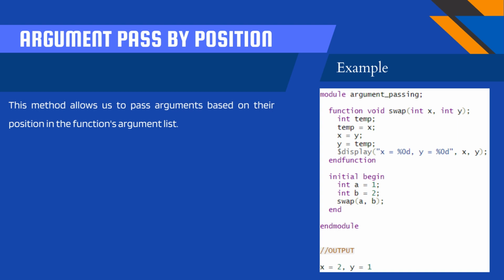To summarize, pass by position is a method of argument passing that allows us to pass arguments based on their position in the function's argument list. It's simple and intuitive, but it can be prone to errors if you accidentally pass arguments in the wrong order.